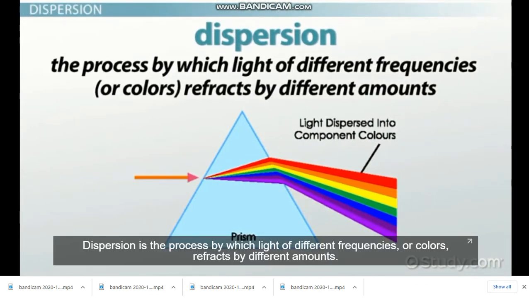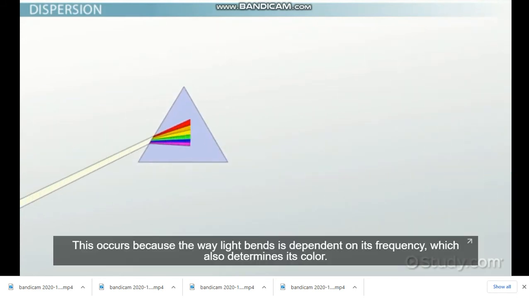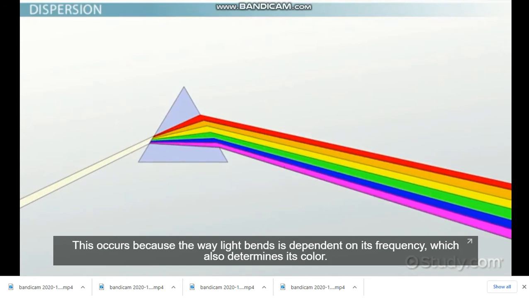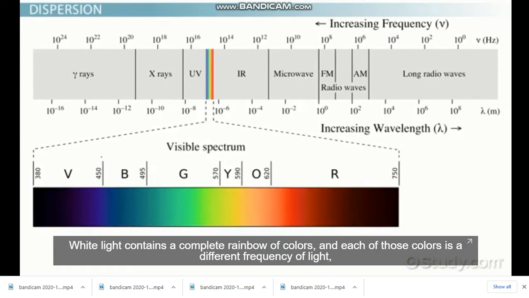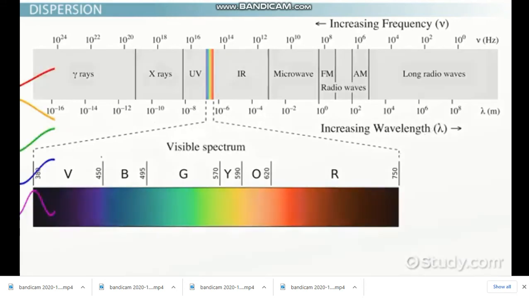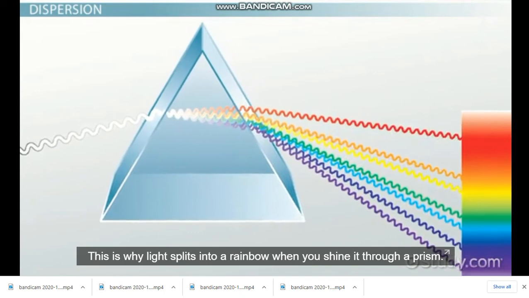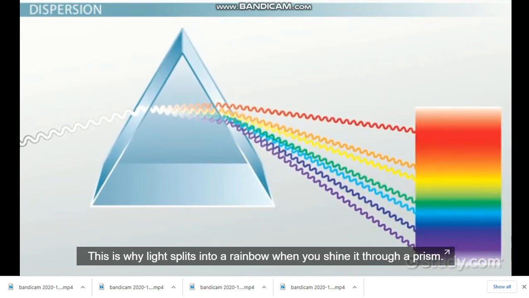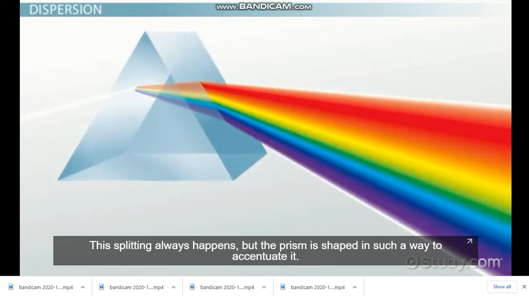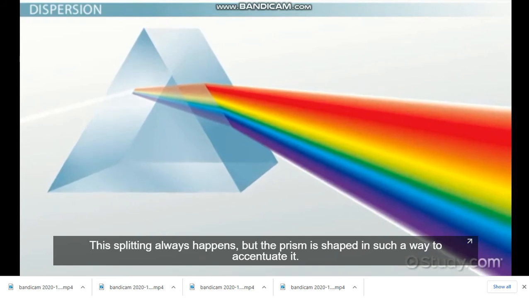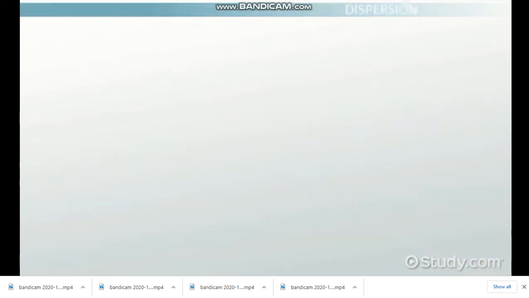Dispersion is the process by which light of different frequencies or colors refracts by different amounts. This occurs because the way light bends is dependent on its frequency, which also determines its color. White light contains a complete rainbow of colors, and each of those colors is a different frequency of light, which just means that it's a different frequency of wave. This is why light splits into a rainbow when you shine it through a prism. This splitting always happens, but the prism is shaped in such a way to accentuate it.